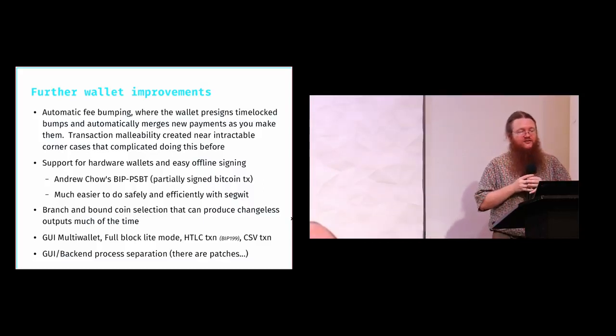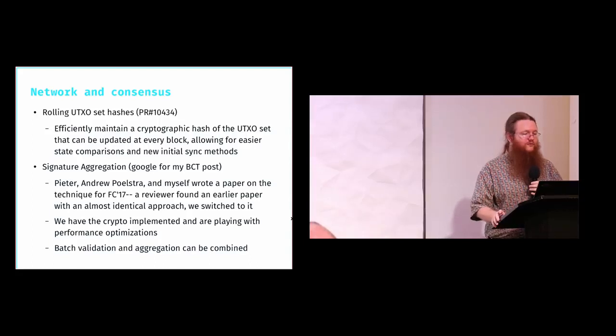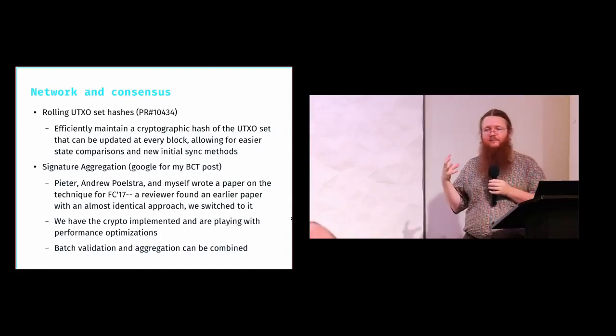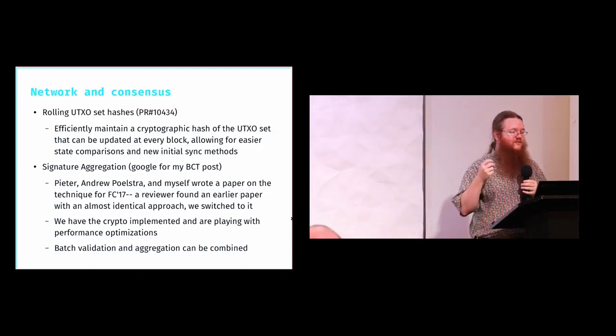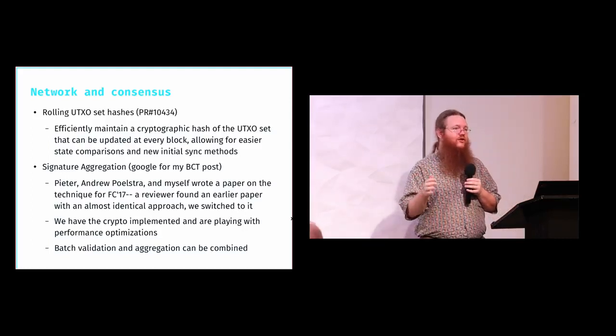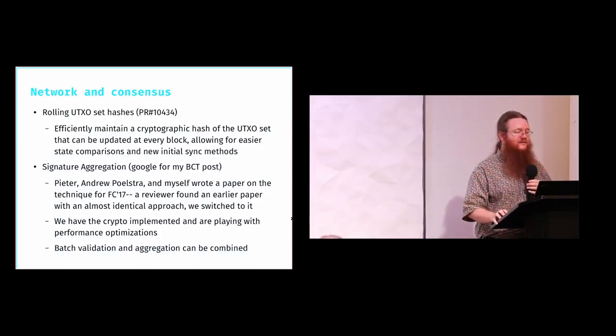So there's some interesting things going on with networking and consensus. One is there's a proposal for rolling UTXO set hashes. This is designed to basically compute a hash of the UTXO set that is very efficient to incrementally update every block. So you don't have to go through the entire UTXO set to compute a new hash. You can incrementally update it.